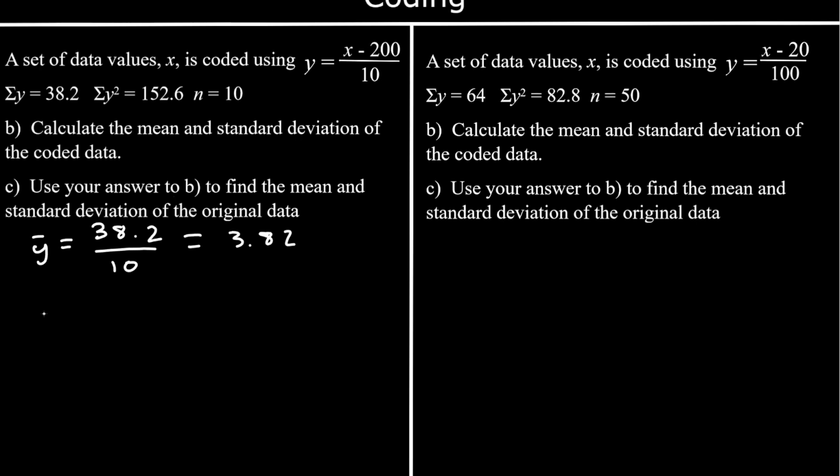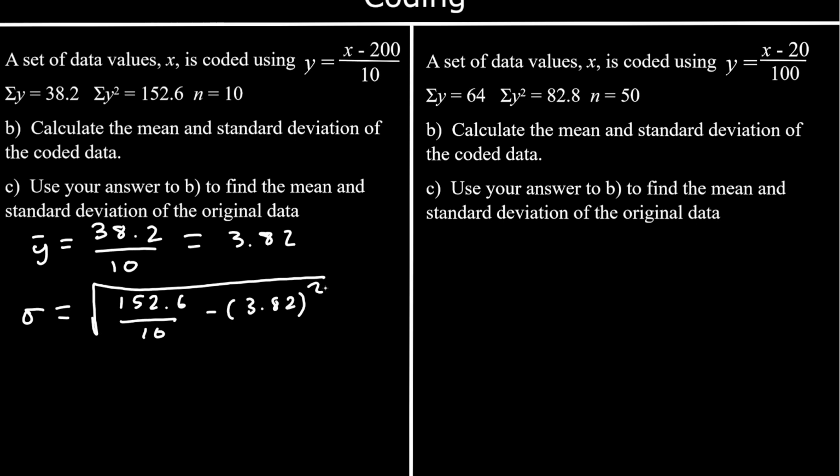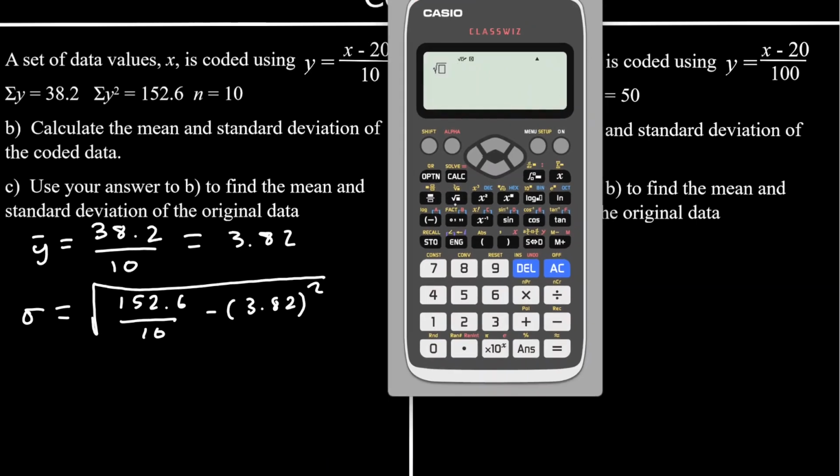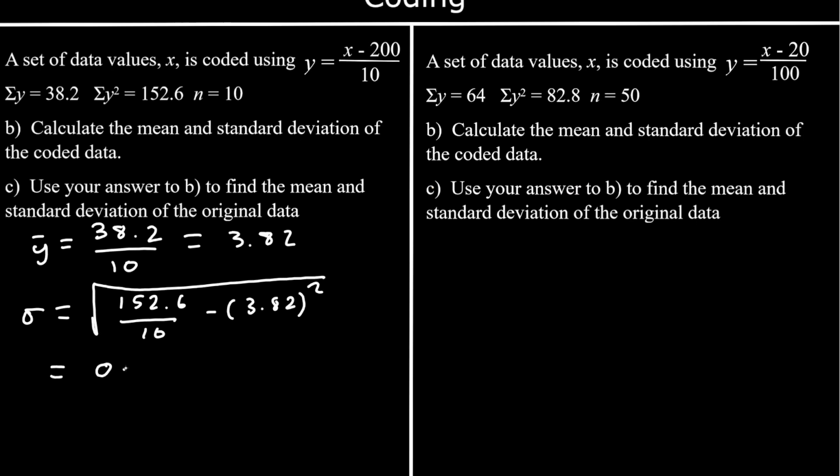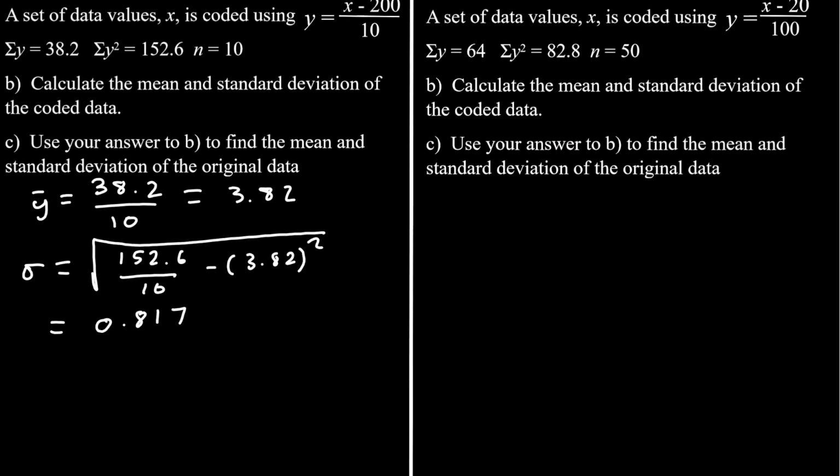The standard deviation is going to be the mean of the squares minus the square of the mean. So 152.6 over 10, take away the mean squared. And we get 0.817. Now use your answer to part B to find the mean and standard deviation of the original data.